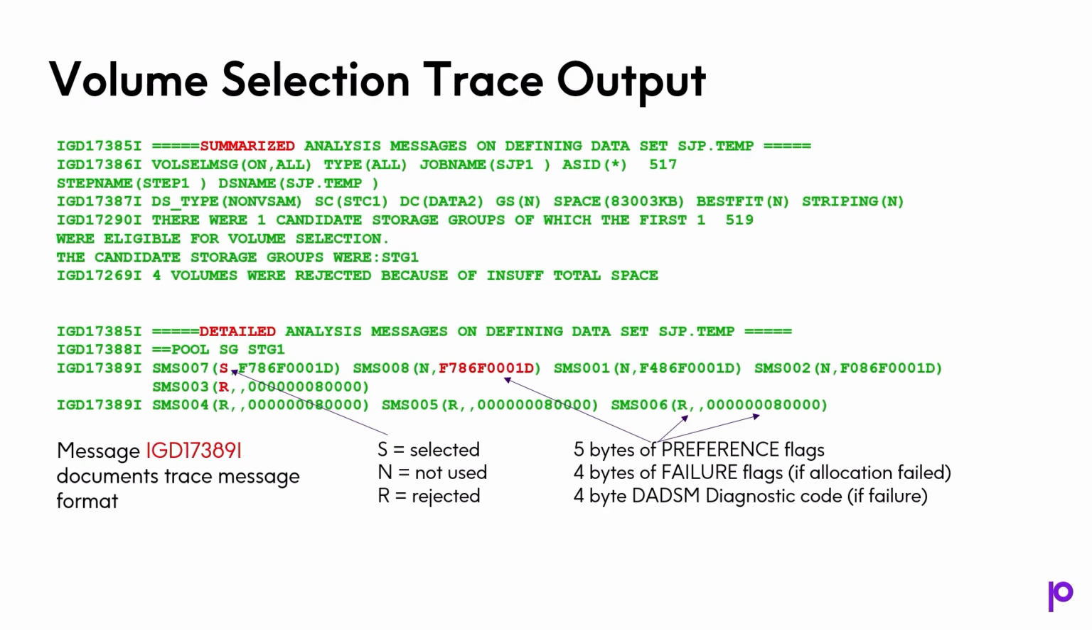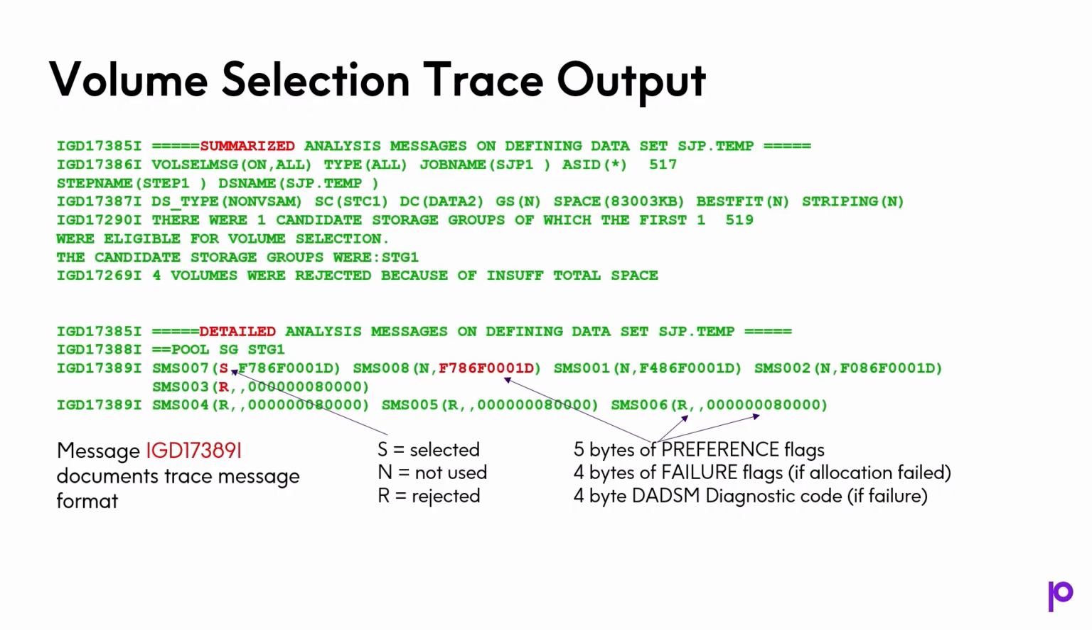So this is what I get out of a DISPLAY VOLSEL MESSAGE. And the IGD messages are nice enough to tell me a little bit about the ACS routine variables that are being used, the DS type, the storage class, the data class, is it guaranteed space, how much space. In this case, there was one candidate storage group, and 4 volumes were rejected because of insufficient space. And then we get the detailed analysis.